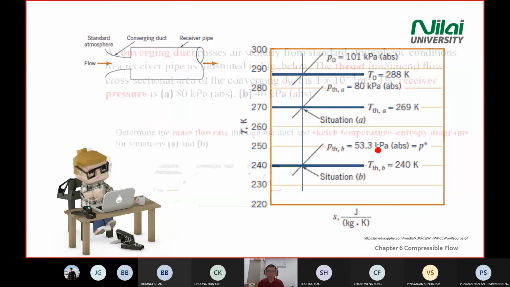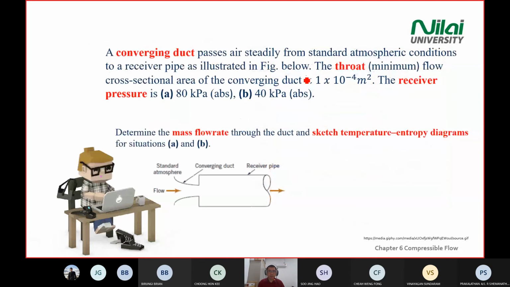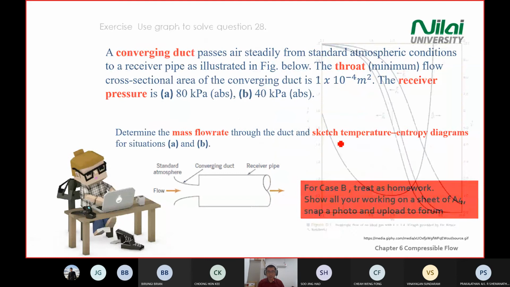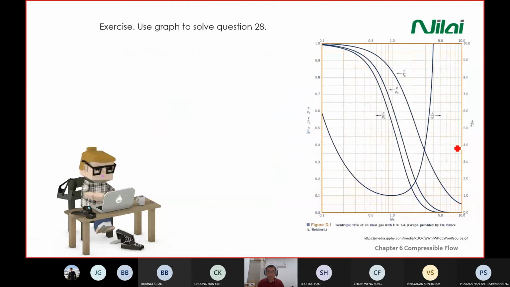So I won't go through the B point. I think I'll show you how to use the graph. So I'm going to use this graph, isentropic table, or this figure D.1, which is in your handout, page 20. It will be the same if you use the equation also. It's the same. So how do you solve this one?